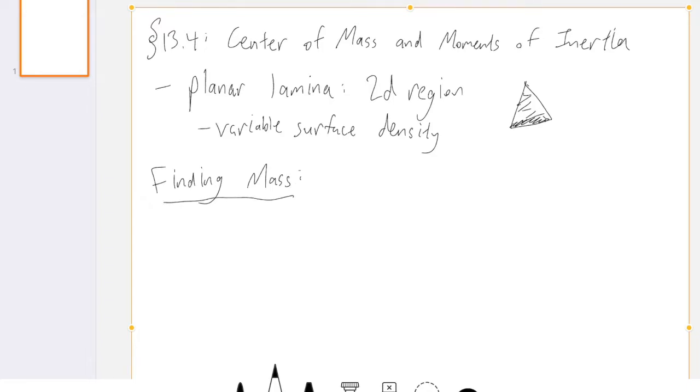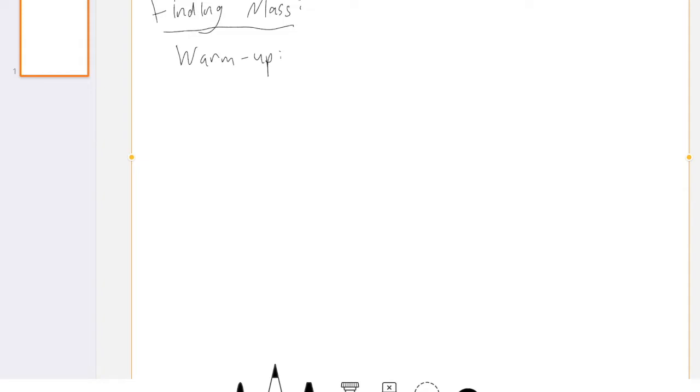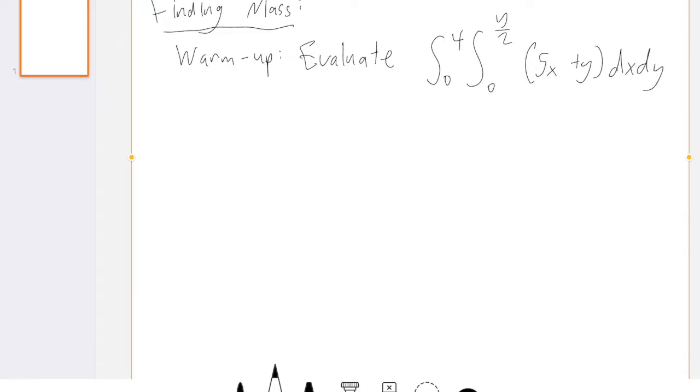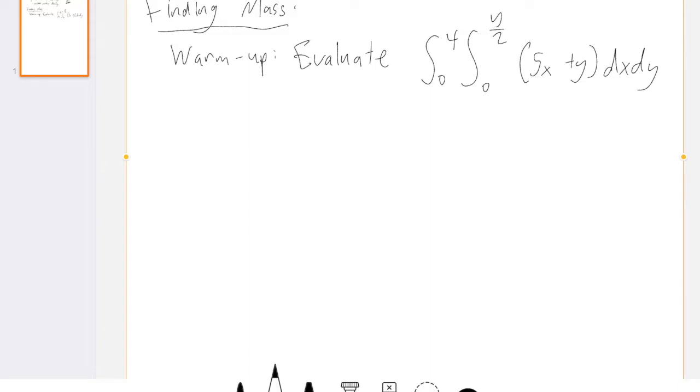And I'm just going to begin with a warm-up. So the warm-up is just evaluate this integral from 0 to 4, and then from 0 to y over 2 of 5x plus y dx dy. Okay, so here's the solution. We just work from the inside out.